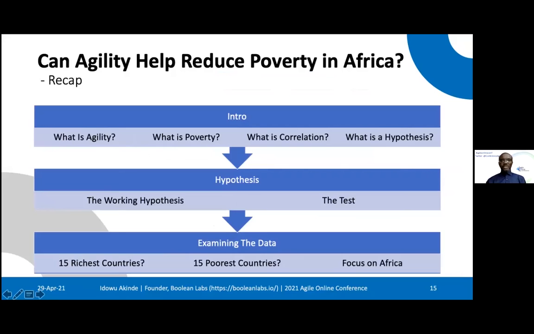The rest are just a few recaps of the things we did earlier. We defined the agility-poverty correlation hypothesis. We stated an assumption and analyzed it, did a test, and then we looked at the 15 richest countries, the 15 poorest countries, and we focused on Africa. Thank you very much. Any questions?